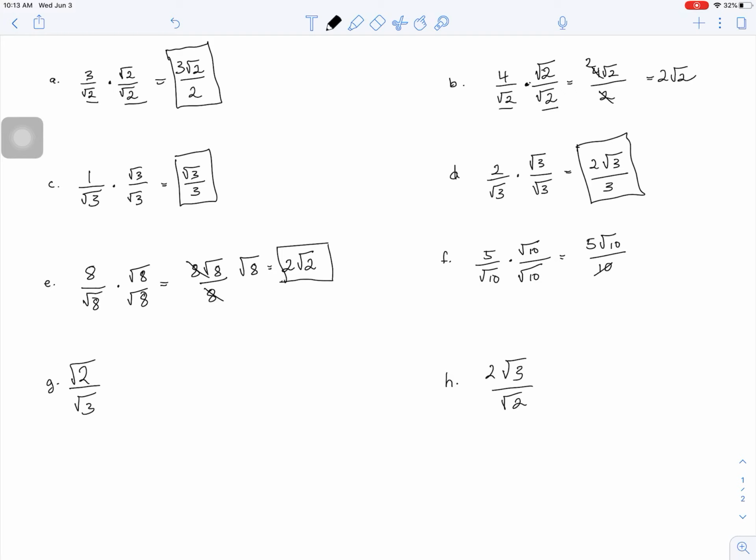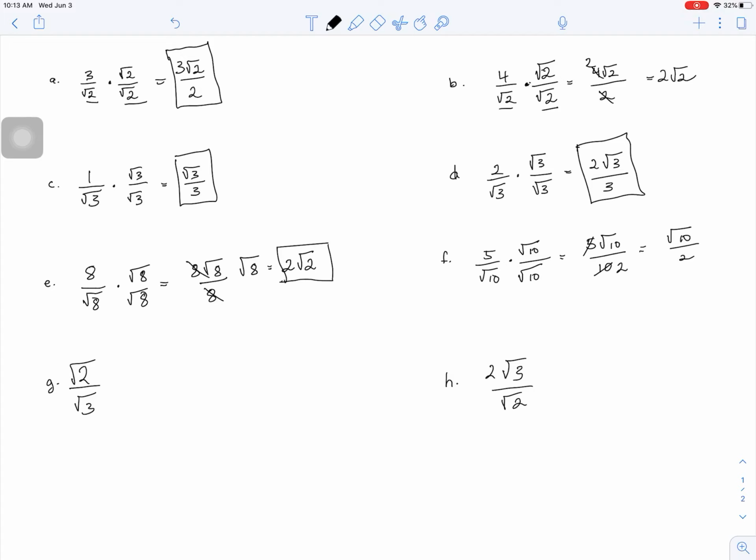So this can be further reduced. This would be 2, and this would be gone. So let's see what we got. That is as far as we can go. So we have square root of 10 over 2.